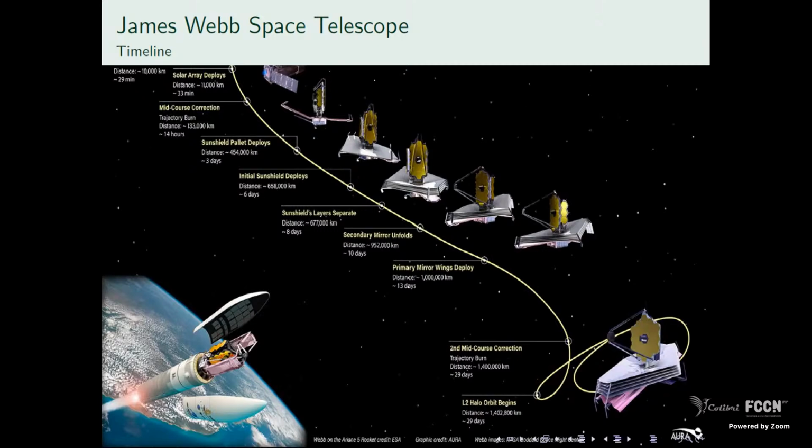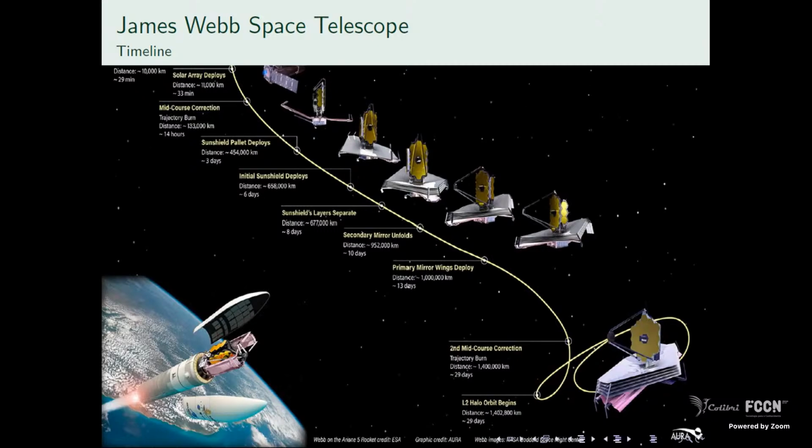I don't know if you can see it, but the sun shield is that gray 5-layer thing. The sun shield is very important because this is an infrared telescope. We need to protect the telescope from any sources of infrared other than the object we are observing. That means heat from the sun, Earth, Moon, etc. So the sun shield has the function of protecting the telescope from light and heat. Then we continue with the deployment of the secondary mirror, then the primary mirror.